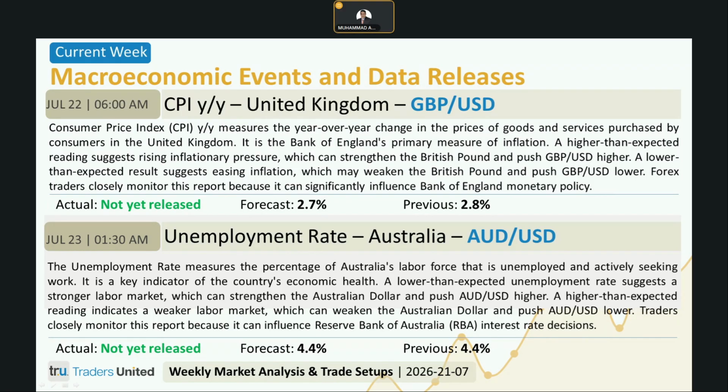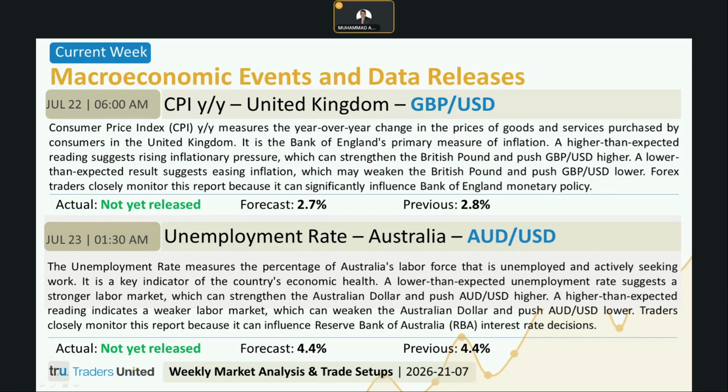The overall analysis is the CPI is the most important inflation indicator for the United Kingdom and a major driver of Bank of England monetary policy expectations. Currency markets expect annual inflation to ease slightly to 2.7% from the previous 2.8%. The outcome of this report could significantly influence expectations for future interest rate decisions and become a major driver of short term GBPUSD price action.